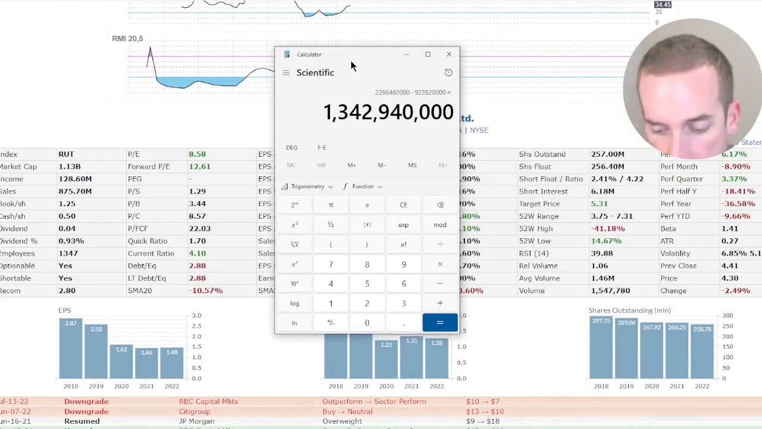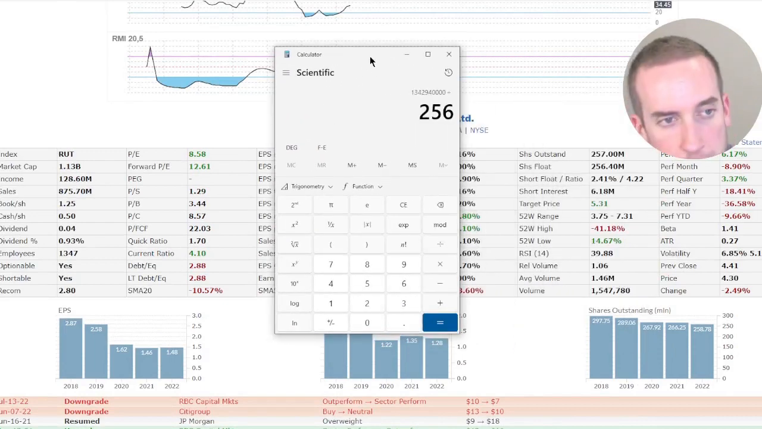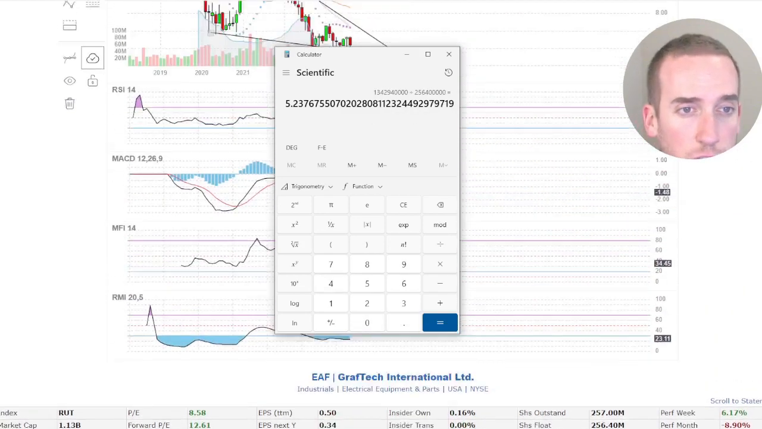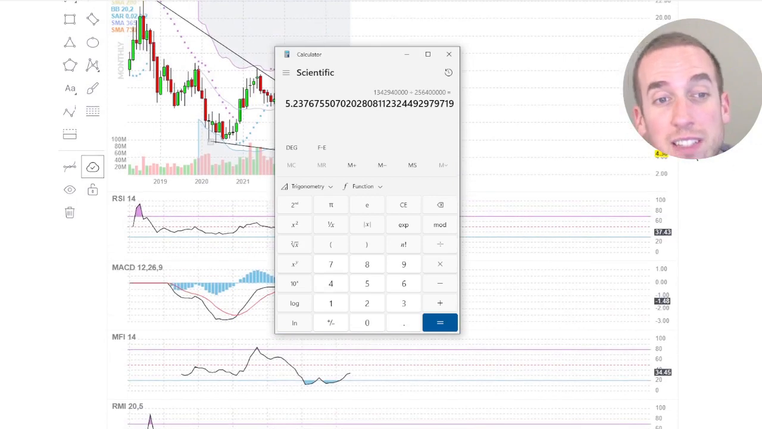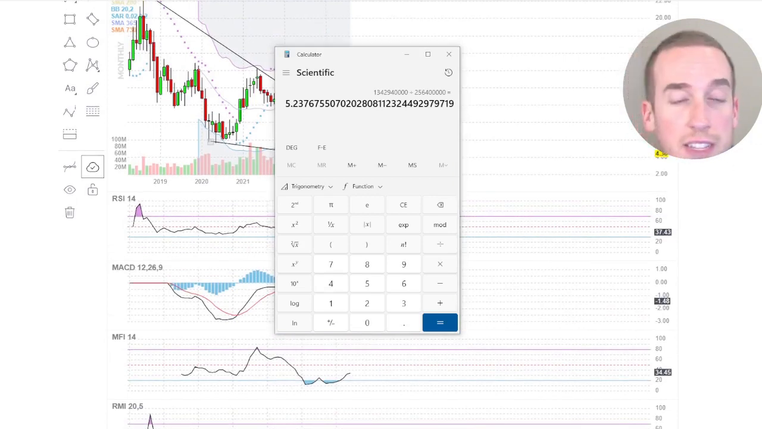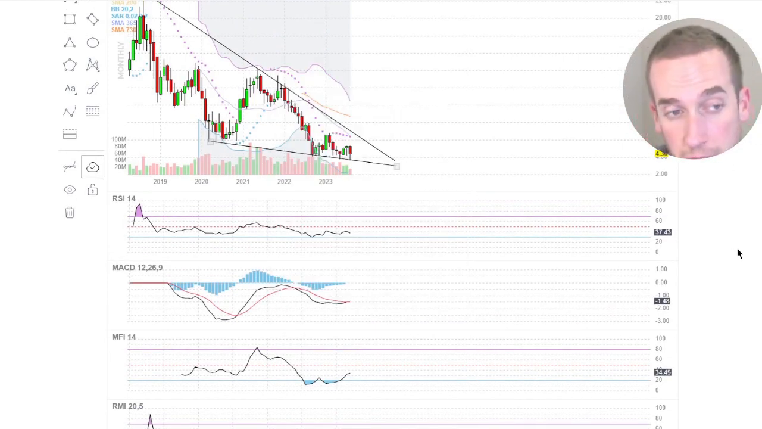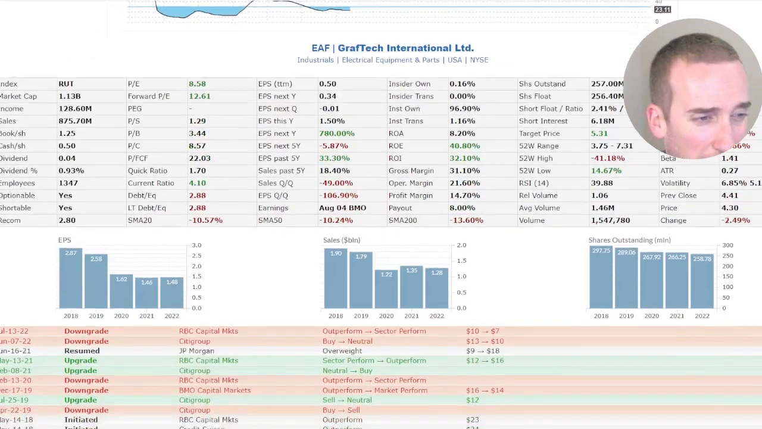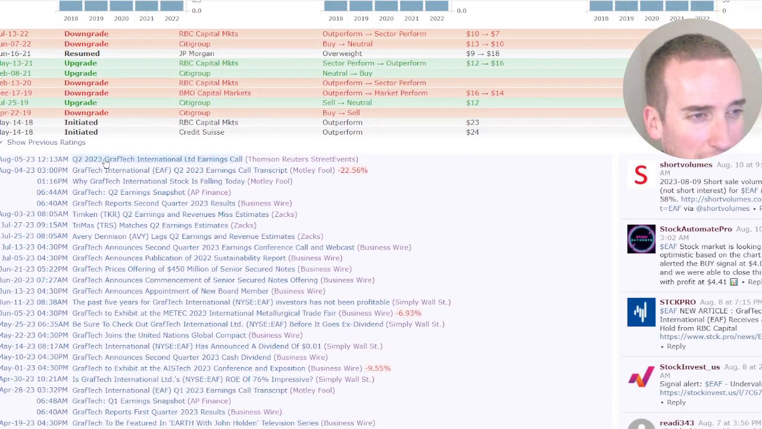So now we're going to take this divided by 256,400,000. So the share price should be at $5.23. It's trading at $4.30. So it is undervalued. I think owning at these levels is not bad, but let's see what they're guiding because that's a little scary.